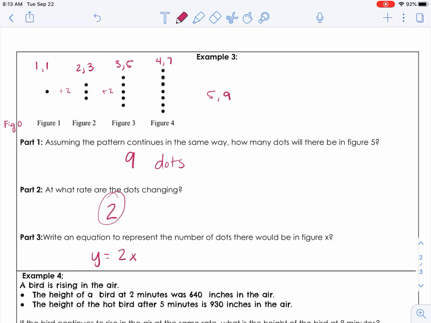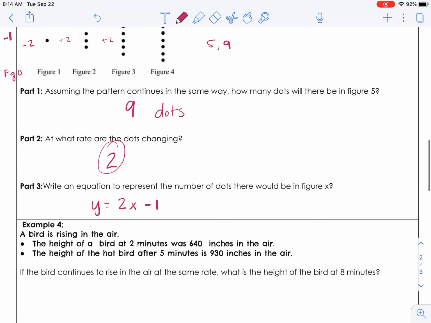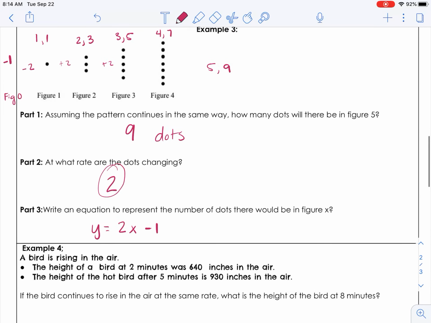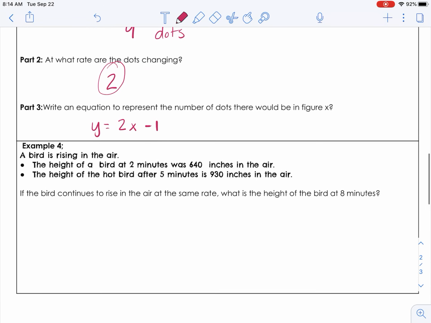So if we work backwards, going to the right, we're adding 2. If we go to the left, we're going to subtract 2. So 1 dot minus 2 dots, we would have negative 1 dots. So that's going to be our y-intercept. We had to work backwards for that one. Then we could just plug in any number. Like if I plugged in 1 for x, that'd be 2 times 1 is 2, minus 1 is 1, and that would tell us that in figure 1, there's 1 dot. We could do that all the way up to 100 dots and beyond.